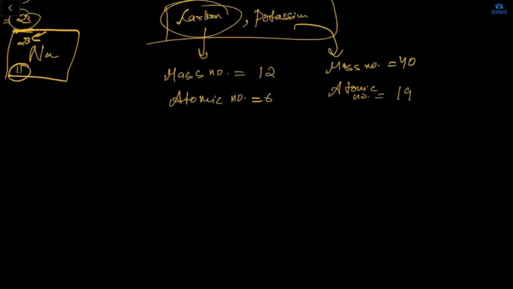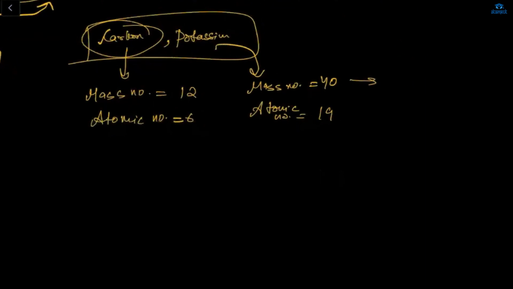Okay, so how do we find the mass number? Mass number is the number of protons plus the number of neutrons. And what is the number of protons of potassium? Proton is how much? Okay, so what is the number of protons?